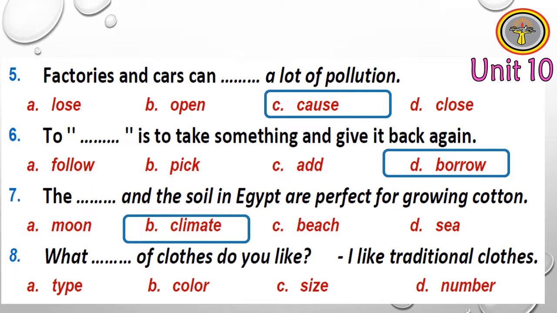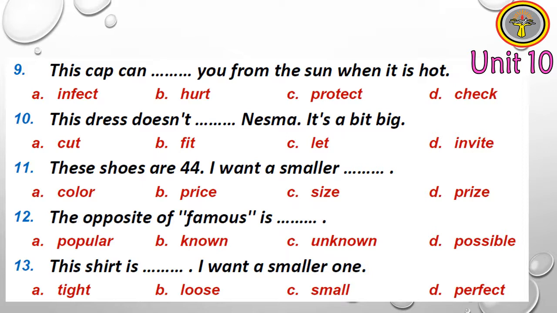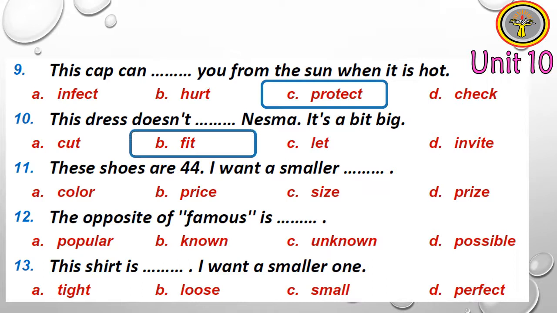Number 8, what space of clothes do you like? I like traditional clothes. The correct answer is, what type of clothes do you like? Number 9, this cab can space you from the sun when it's hot. This cab can protect you. Number 10, this dress doesn't fit Nesma, it's a bit big. Number 11, these shoes are 44. I want a smaller size.